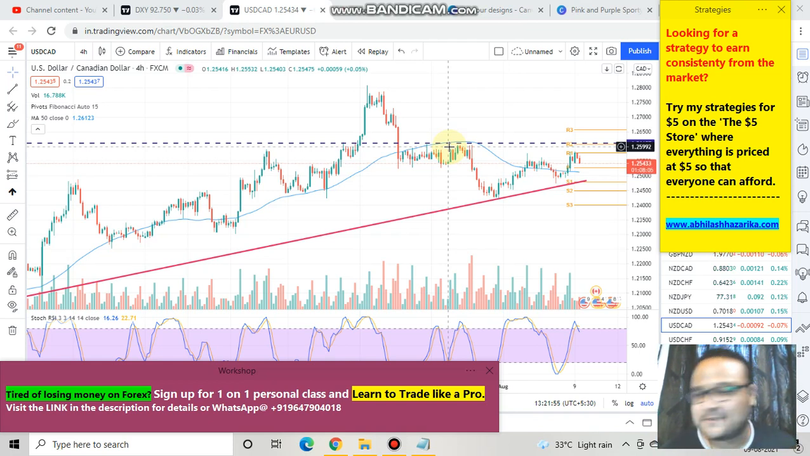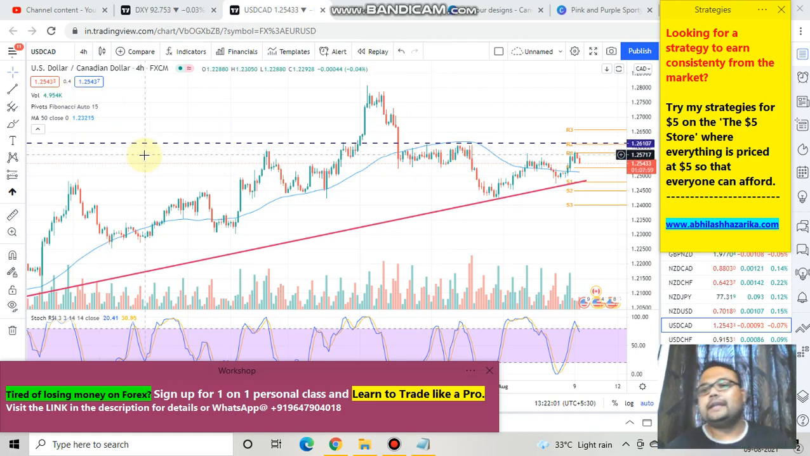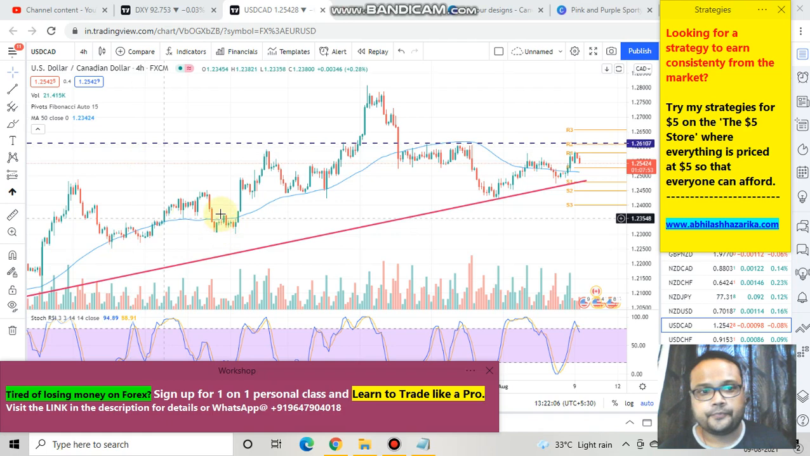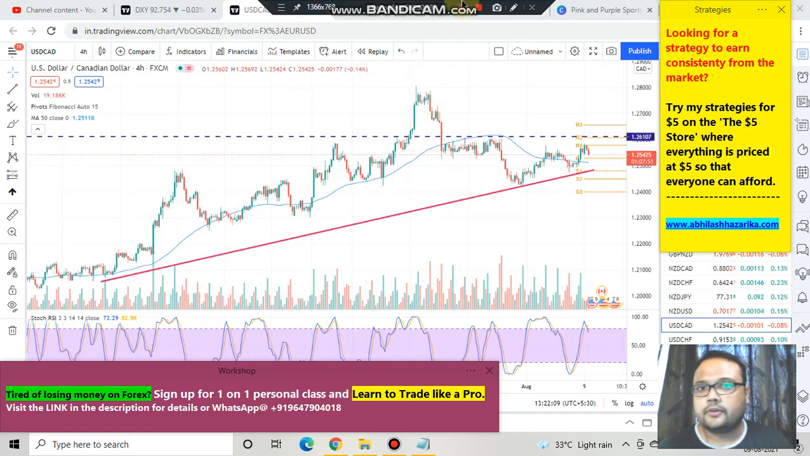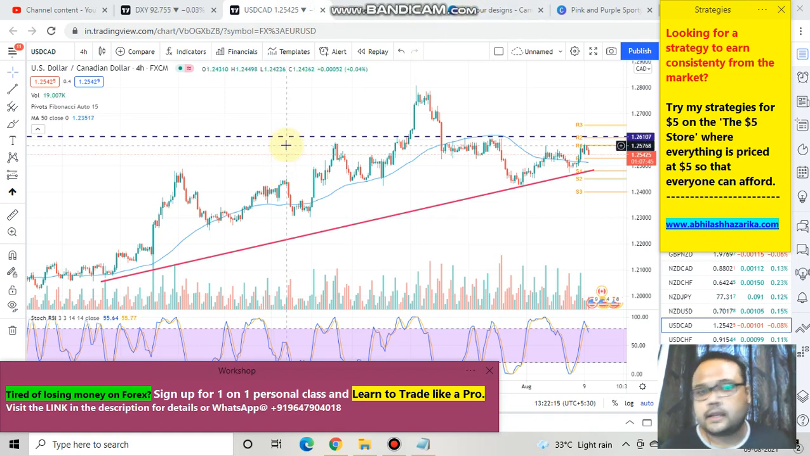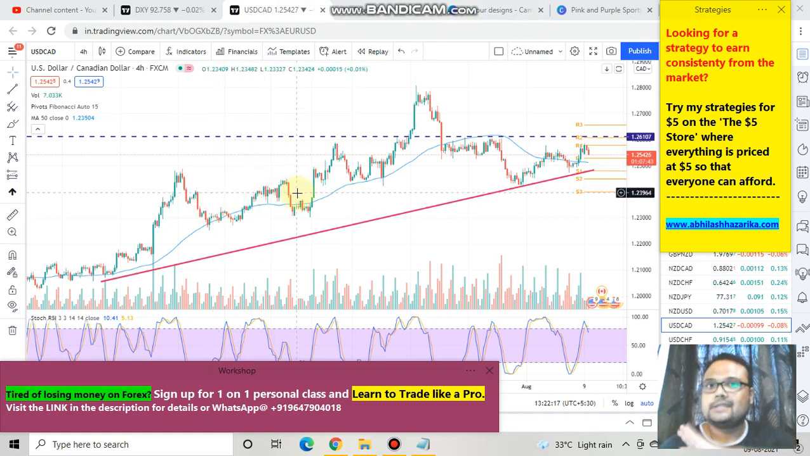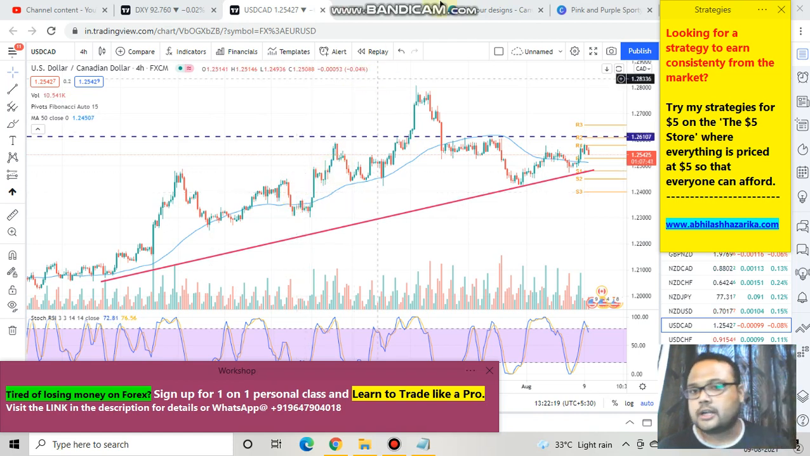So let's get started. This is the 4-hour chart of USD CAD in front of us right now. If you look at the chart carefully, there is no doubt that this chart is beautiful, simple, and it's a trending market. As we all know, trading in a trending market is much easier in comparison to a sideways or range bound market. And there is no doubt that this market is in uptrend, if you look at the chart here.